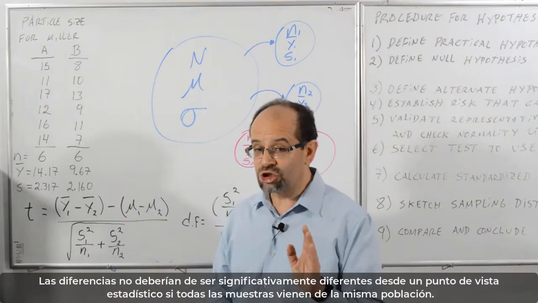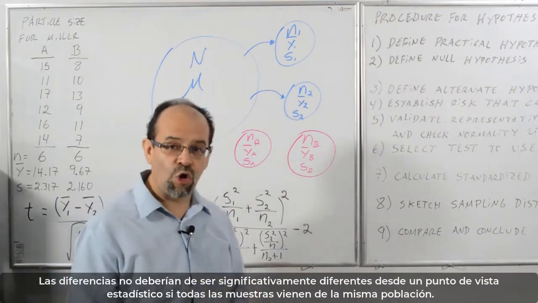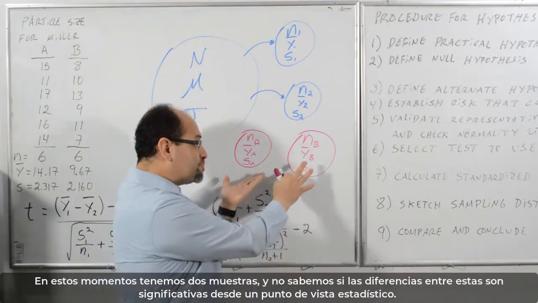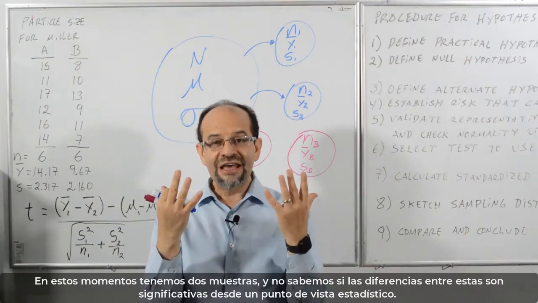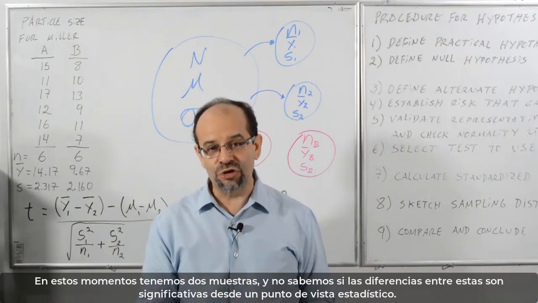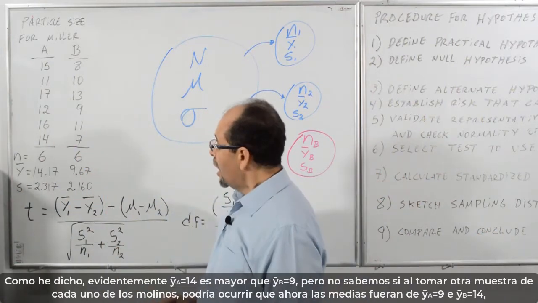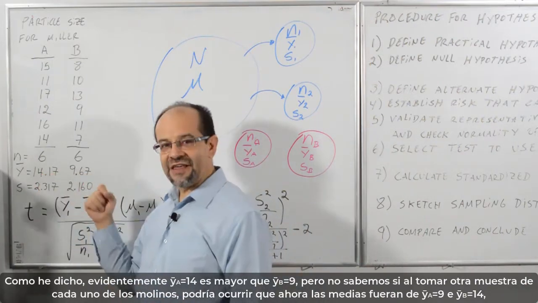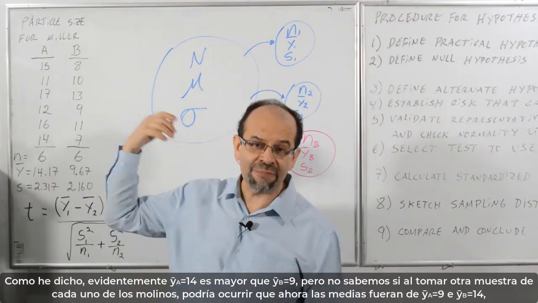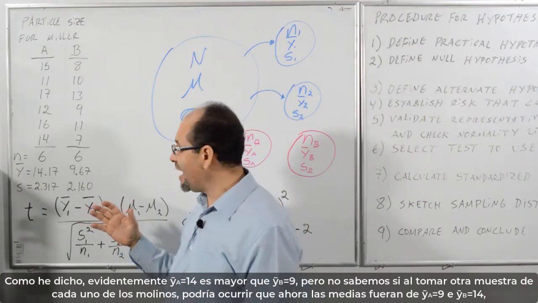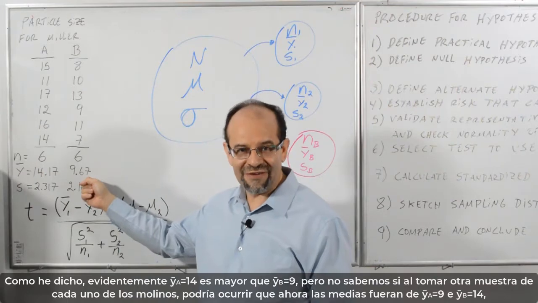The differences shouldn't be that large from a statistical point of view if all of them are coming from the same population. But at this point, we have two samples, and we don't know if the difference between those two is significant from a statistical point of view. In other words, if they are coming from a different population or not. As I have said, yes, 14 is bigger than 9. But I don't know, perhaps if I take another sample from Miller A and another sample from Miller B, it can happen that in the second sample, 9 will be the value here and 14 will be the value here.